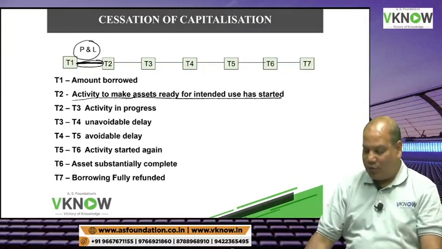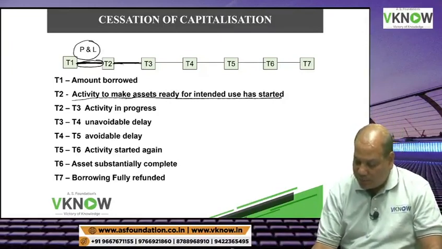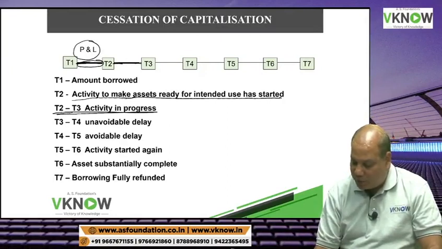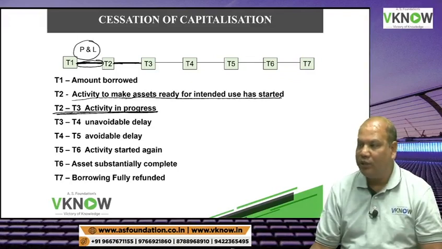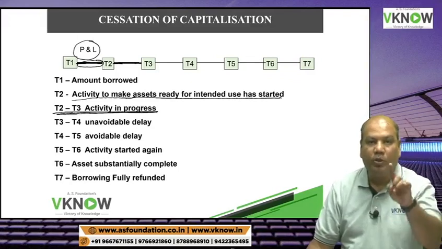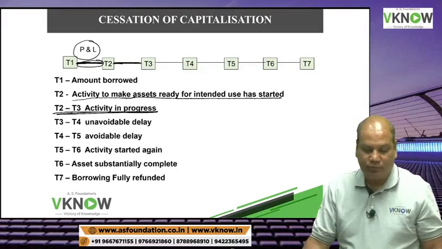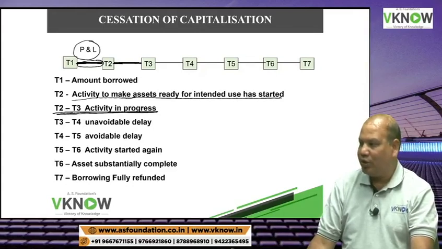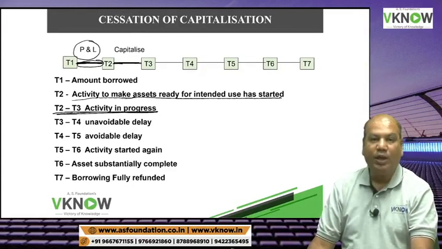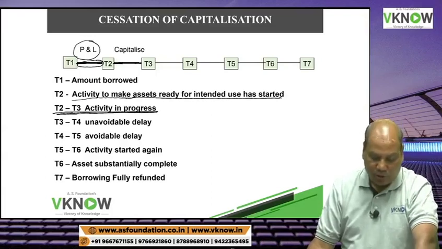Now you will try. Between T2 to T3, the activity is in progress. Loan is taken, expenditure is incurred, activity is in progress. What would be the treatment? This small chart will summarize the whole chapter. Yes, between T2 to T3, we will capitalize the borrowing cost.